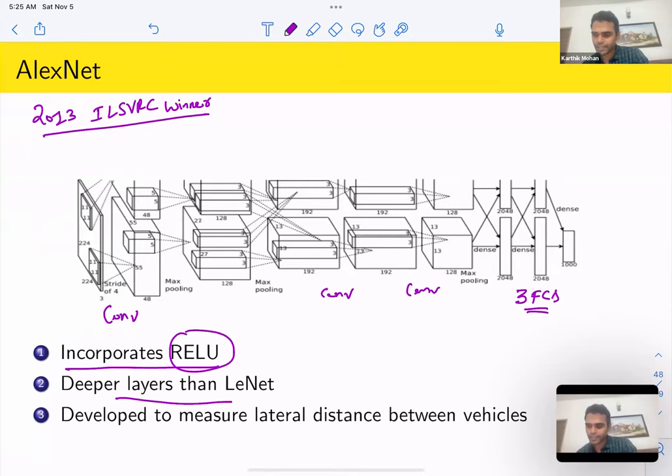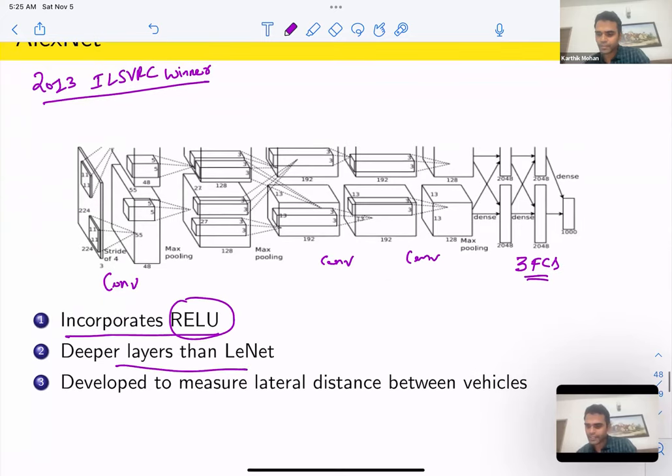So that's a new addition using nonlinearity through ReLU. And it also has deeper layers than LeNet. And the original motivation for AlexNet was to measure lateral distance between vehicles in an image. So if you have vehicles in an image, you want to see what's the spacing between them. And this is incredibly useful right now for, let's say, self-driving cars. A self-driving car needs to know what's the distance between vehicles, where are the vehicles situated, and all of that from just an image or a video.